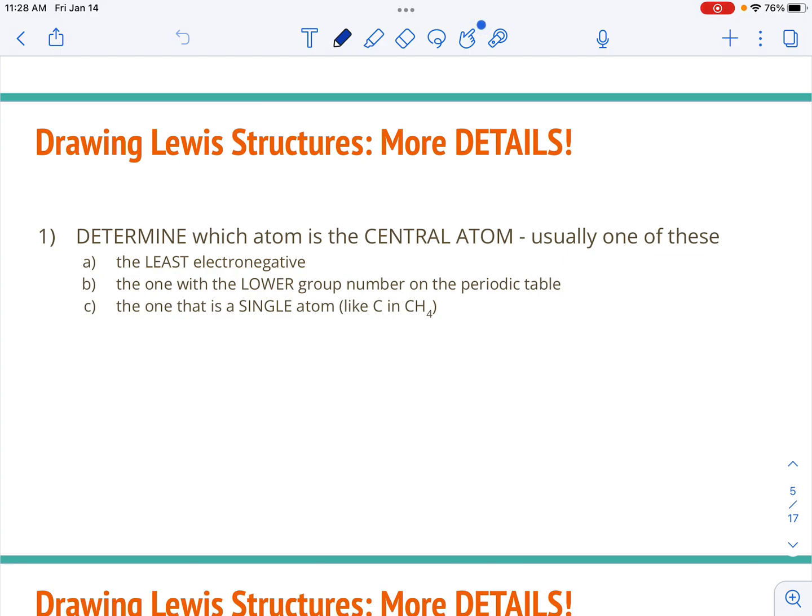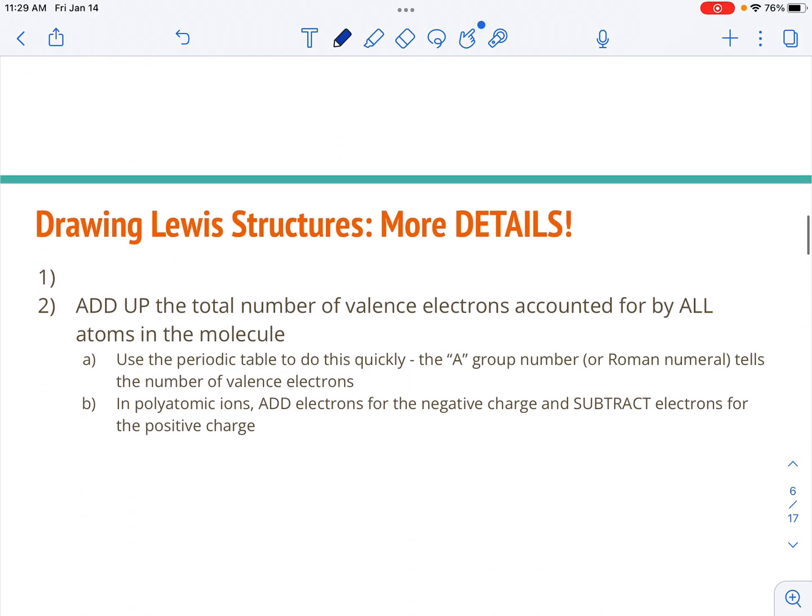So the idea is that usually your central atom is the least electronegative, which would be on your periodic table, if you're doing it the quick way, the farthest from fluorine, okay? Or it may be the one with the lower group number. That's also going to put it the farthest from fluorine. Or it's going to be the one that in the formula there is only one of. So these are some ways that you can tell, and we'll talk about that as we do the examples.